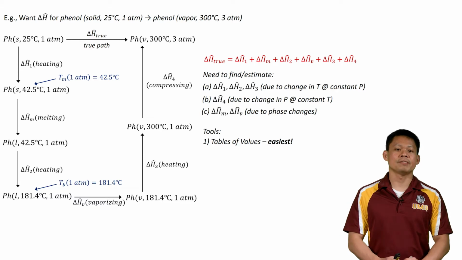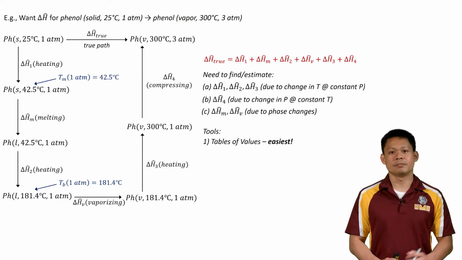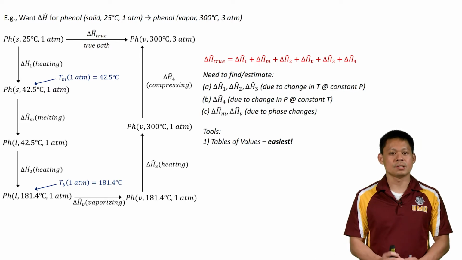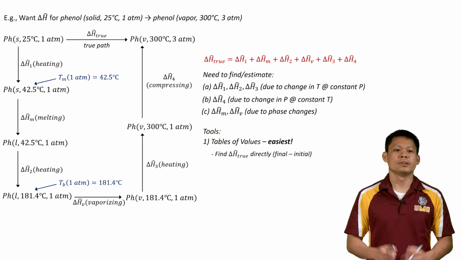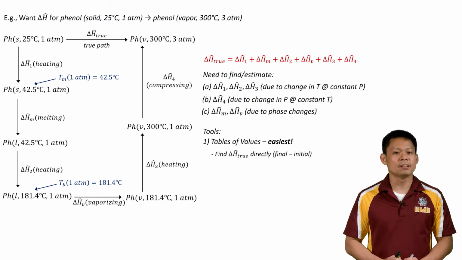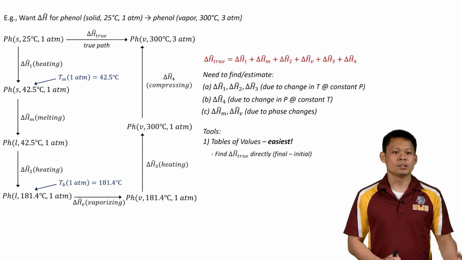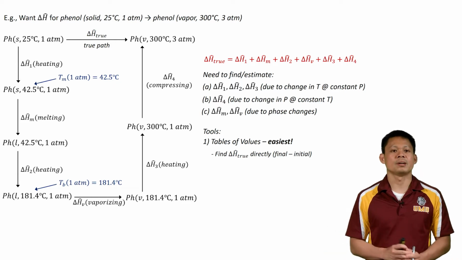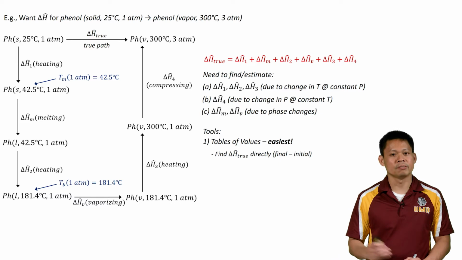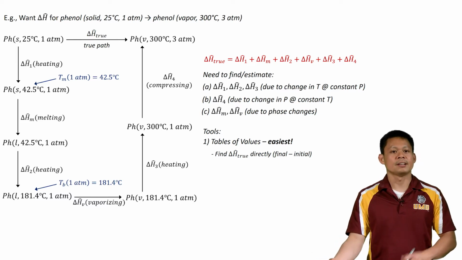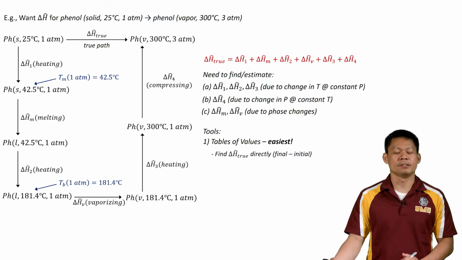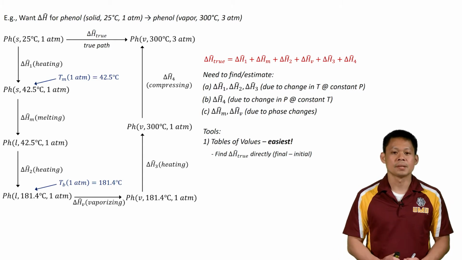The first tool we're going to have are tables of values, and these are the easiest. If you can find a table to use, always just use that. All you're doing is looking up the final state, looking up the initial state, take one minus the other, and then you are done. So for example, if you have a table for phenol, spanning all the different states across a whole bunch of different temperatures, a whole bunch of different pressures, all you need to do is to look up the enthalpy for vapor phenol, 300 degrees C, 3 atmospheres, subtract that with solid phenol, 25 degrees C, 1 atmosphere, and then we are done.